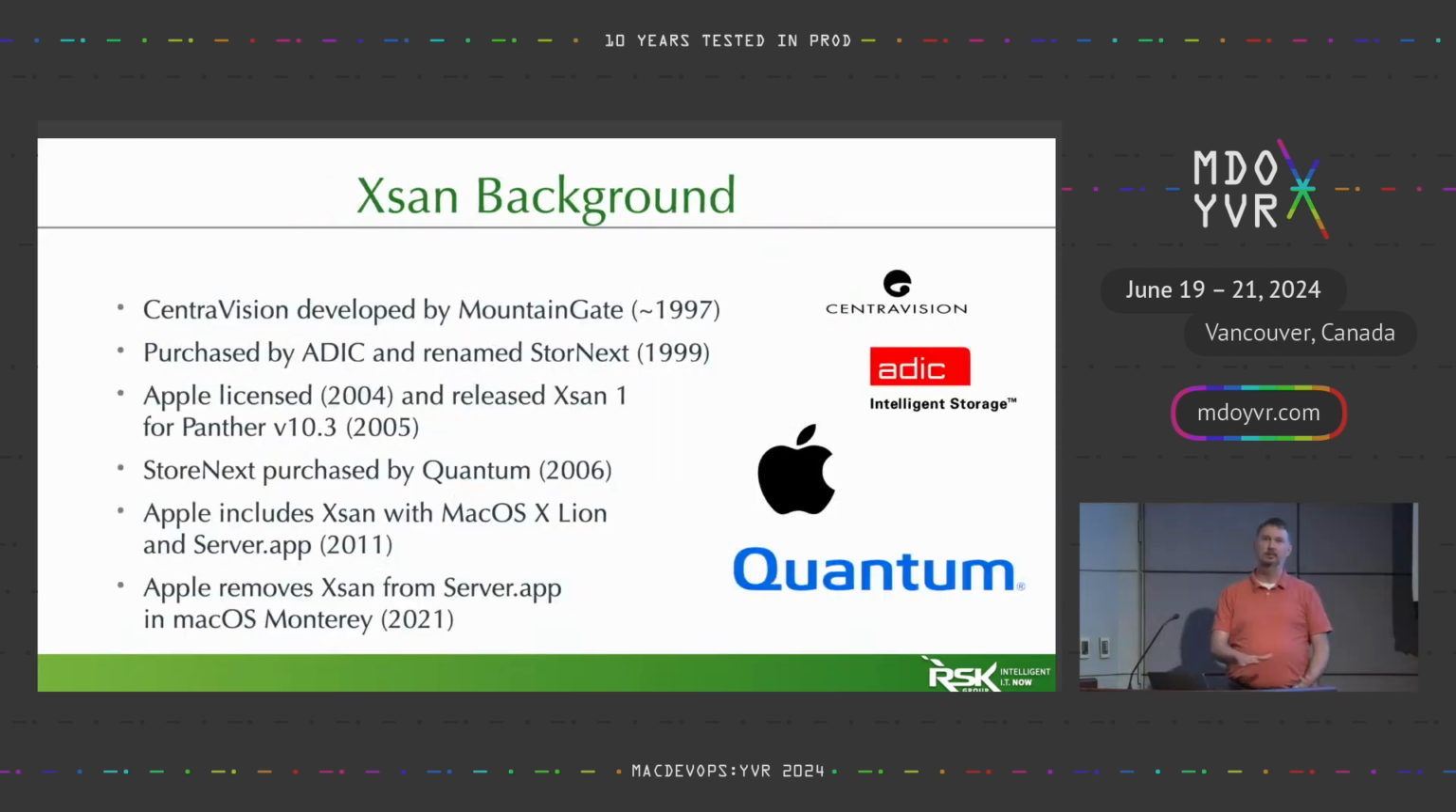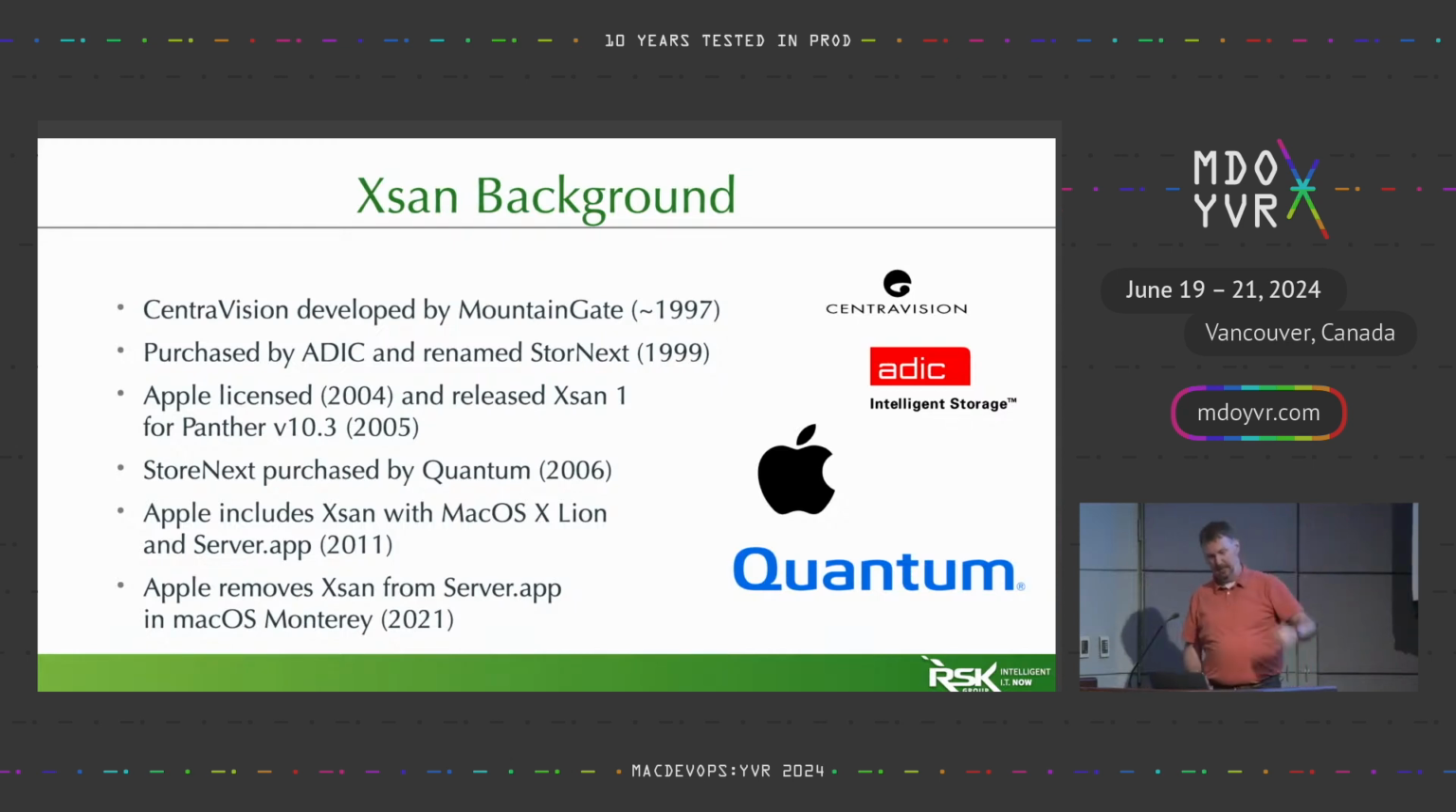So a little history. There's a company called Mountain Gate. I think they released this in 1997. That was the first instance I could find. There was an NAB flyer about releasing CentraVision by Mountain Gate, the clustered file system. And we'll see a lot of our commands are CV something, CentraVision.